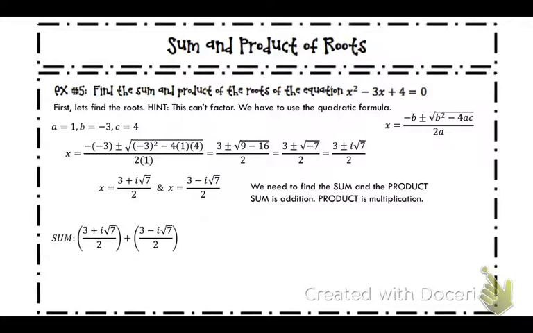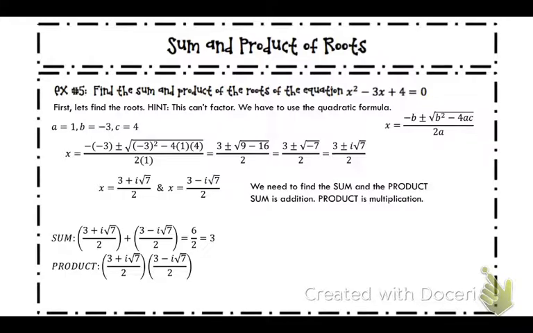So if we're going to do the sum, we're going to add (3 plus i√7) over 2 plus (3 minus i√7) over 2. They have the same denominator, so I can just add across the top. 3 plus 3 is 6. i√7 minus i√7 is nothing, so it goes away. So it's 6 over 2. That reduces to 3. Okay?